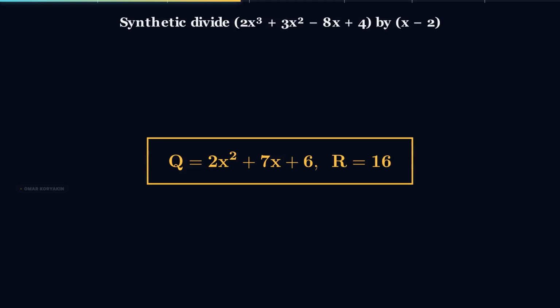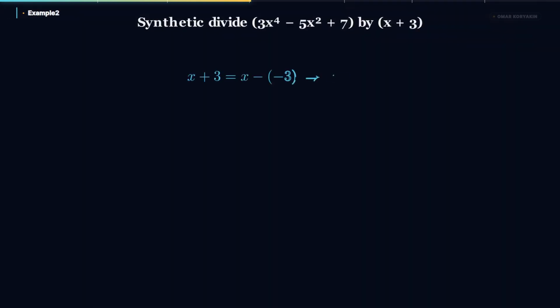The big lesson from this example is that synthetic division gives identical results to long division while requiring far fewer steps. The trade-off is that synthetic division only works for linear divisors of the form x minus c. For any linear divisor in this form, synthetic is the preferred method.